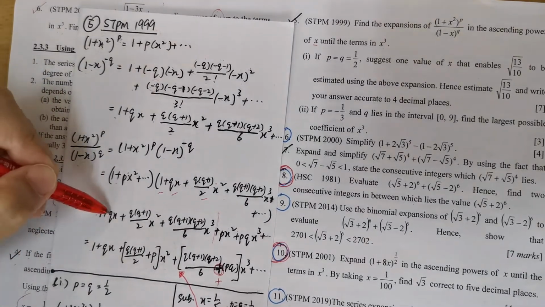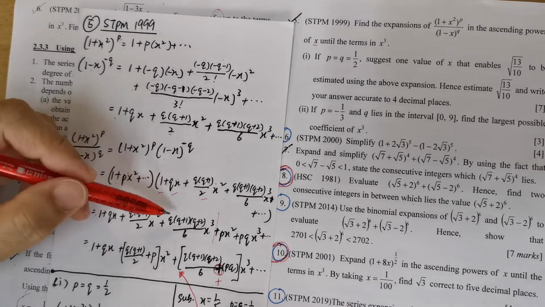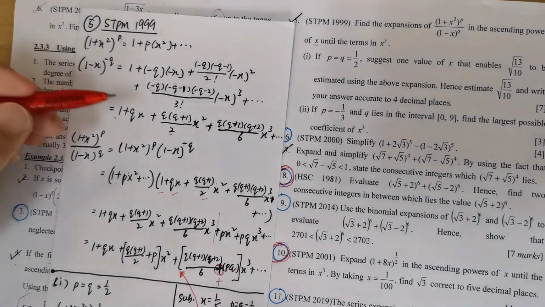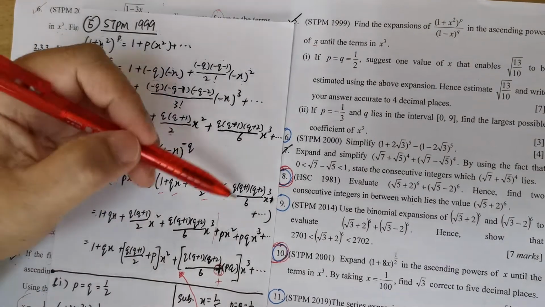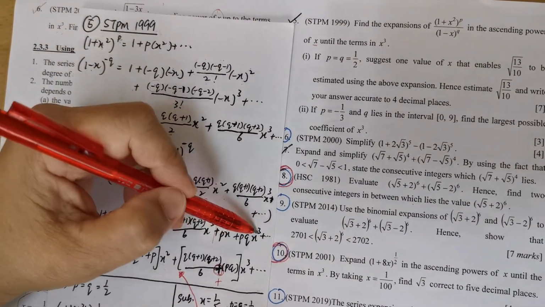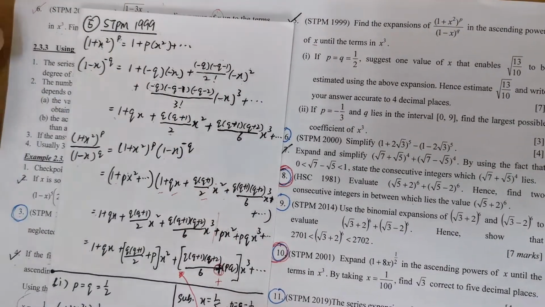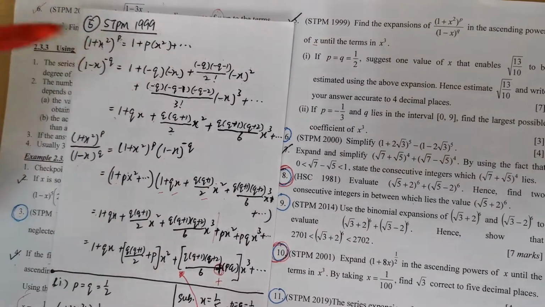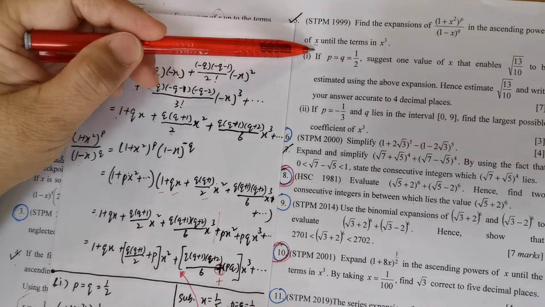1 plus qx. Okay, for x squared, I have 1 here and I have 1 here. So it becomes like this. Alright, and for x cubed, I have 1 here and I have 1 here. So it becomes like this. Okay? This is the expansion. So we have finished the first part.